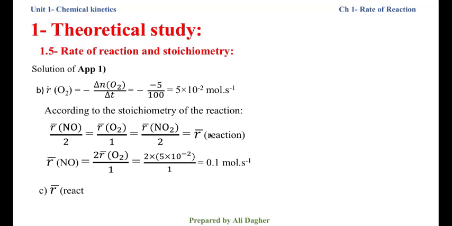For the average rate of the reaction, we take the rate of O2 over 1, or the rate of NO over 2. Rate of O2 over 1 equals 5 times 10 to the power minus 2 over 1 equals 5 times 10 to the power minus 2 mole per second. This is the end of part 1, theoretical study.